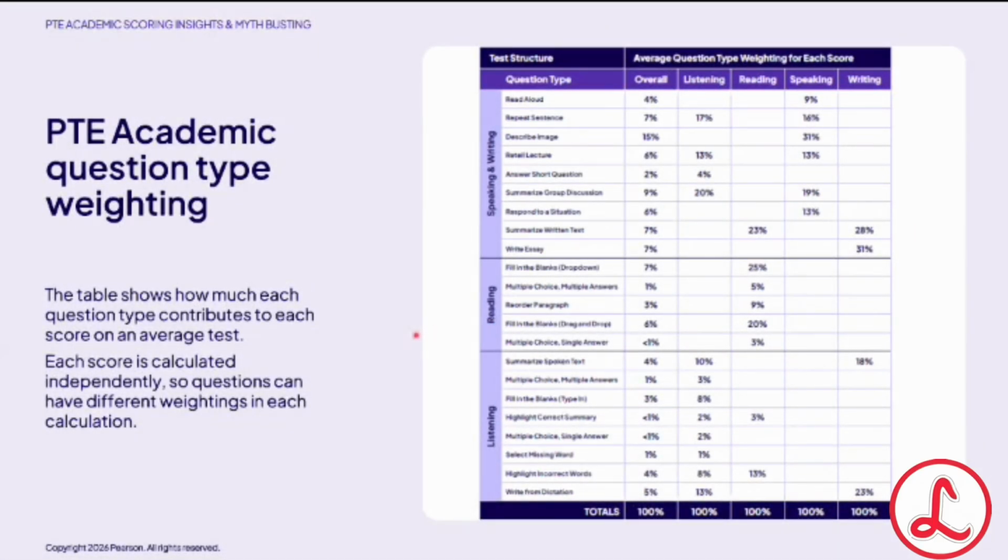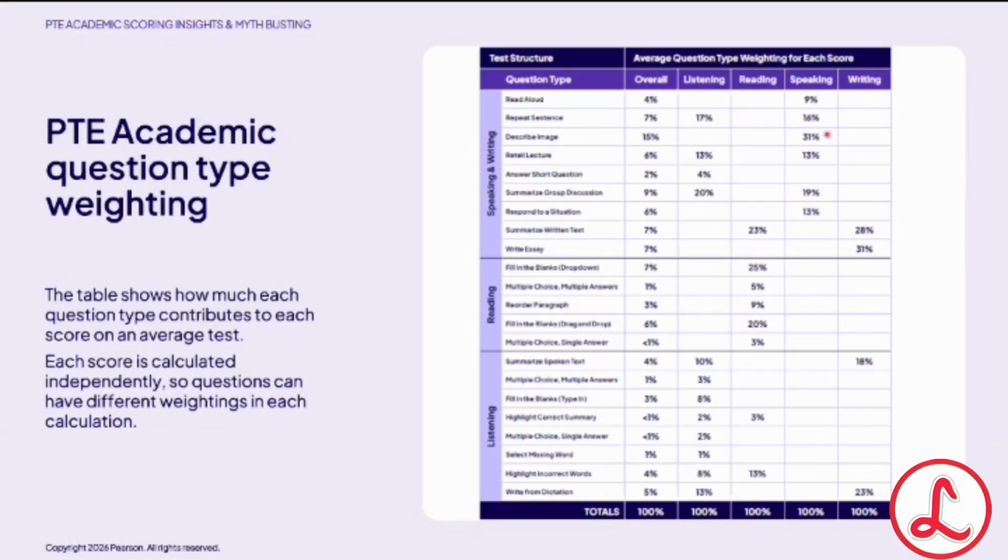That has to do with the amount of weighting those have, and also the number of those questions that you have in the test. So describe image has quite a lot of weighting in speaking, for example, and that's because you have a number of those questions on the test as well. So hopefully that clarifies a little bit how these questions factor into calculating scores.